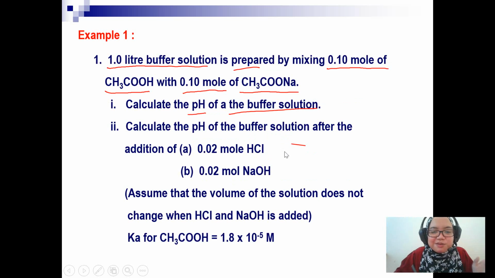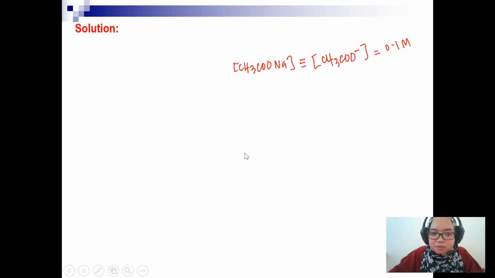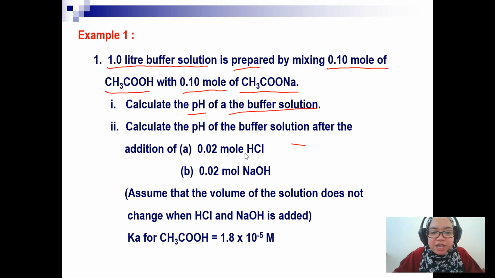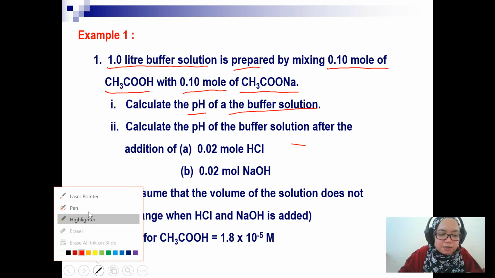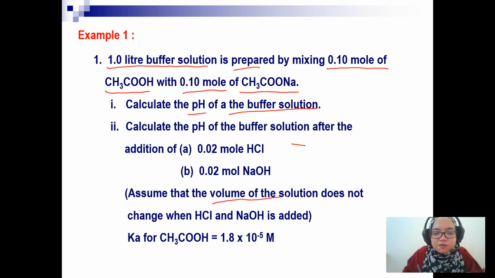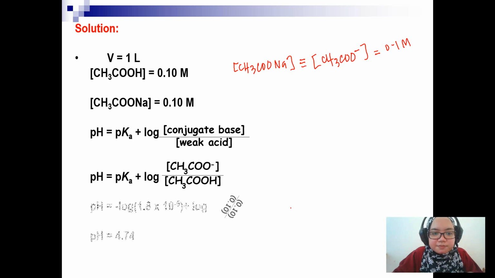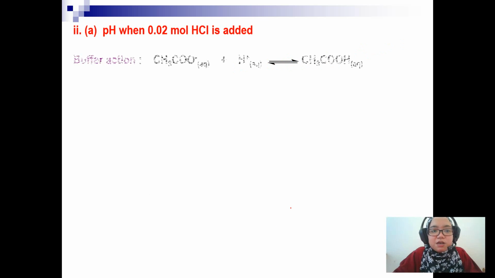Okay, now it says calculate the pH of the buffer solution after the addition of 0.02 mole HCl. And it says here we can assume that the volume of the solution does not change when HCl is added. Okay, so it is given, so now we can calculate.